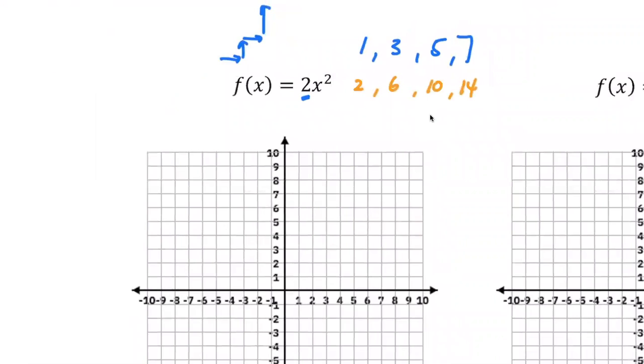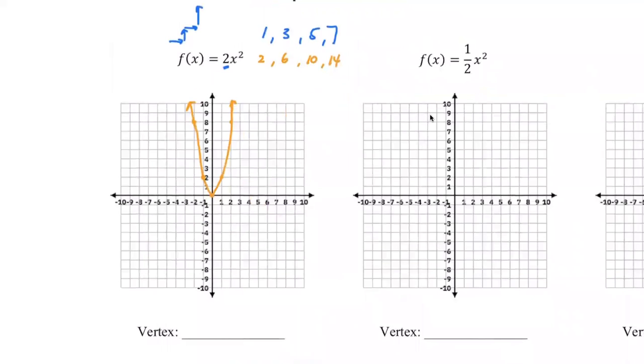So the vertex, since there's no translation to the left or right, up or down, remains at 0, 0. So we'll say right 1, up 2, okay? And then right 1 again and up 6. And that's it. That's how we draw the graph, and the graph would naturally look skinnier because it's vertically stretched, right? So it'd be skinnier than the parent function, okay? And that's really it.